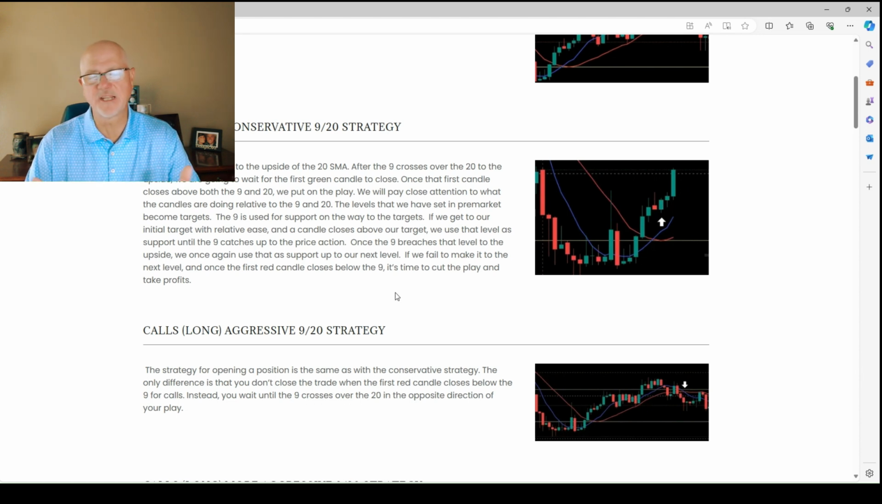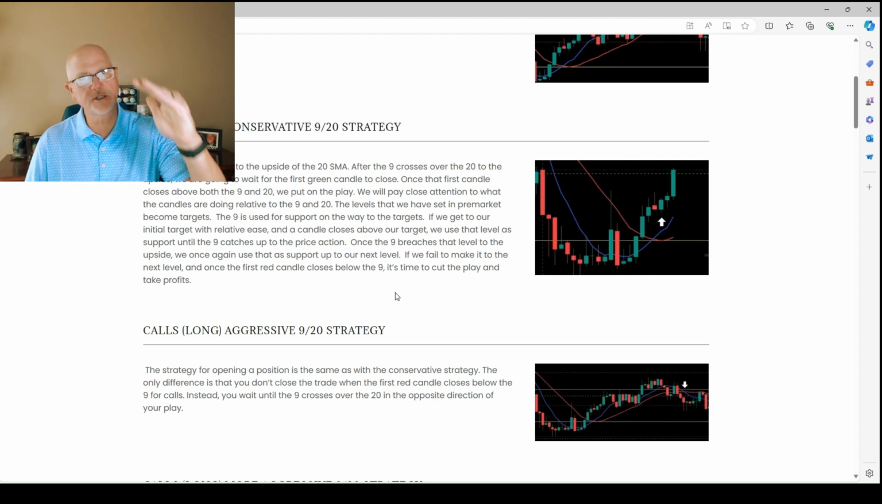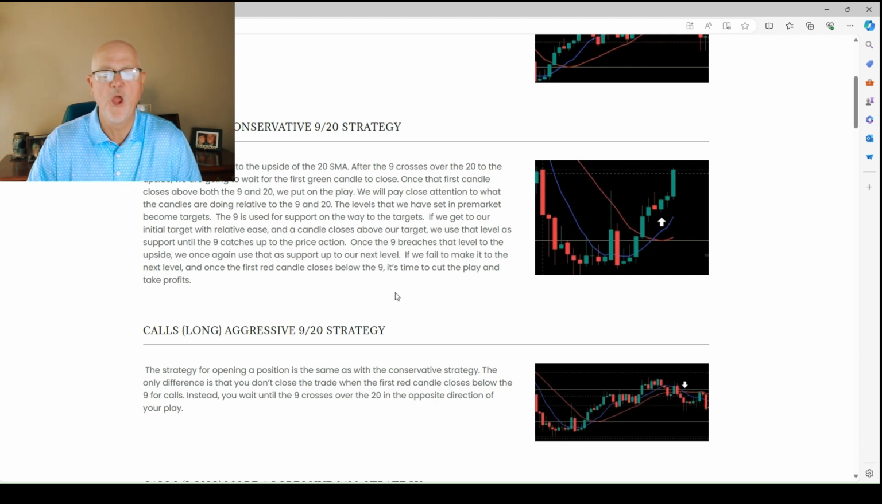Why? And again, that's why we use the 9, folks. Our 9 is our support up to our next target. And once it breaches support and closes below the support, you know that play is over.